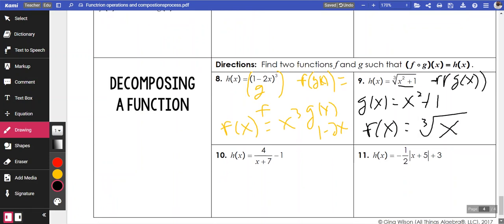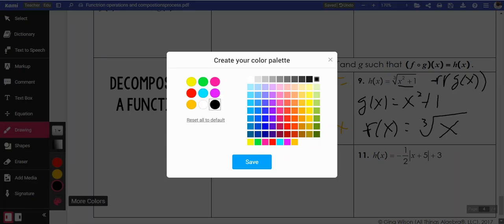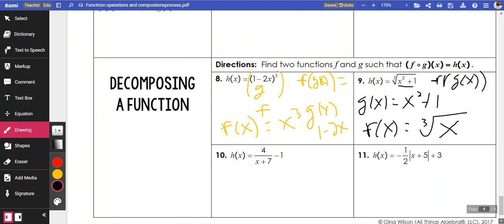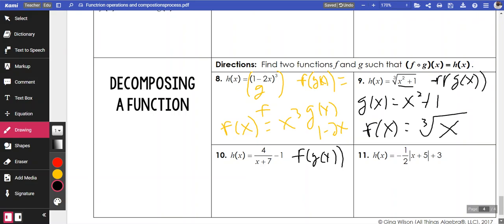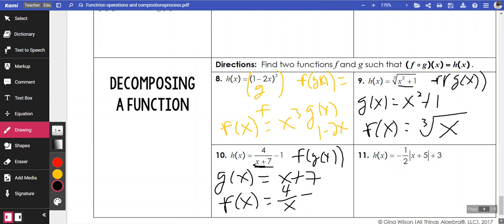Look at the next one. They want you to do the same thing. They want you to find f of g of x. So I have to think globally about what this guy right here is. It's probably my g of x, because I'm working from the inside out. And my f of x is going to be 4 over x minus 1.